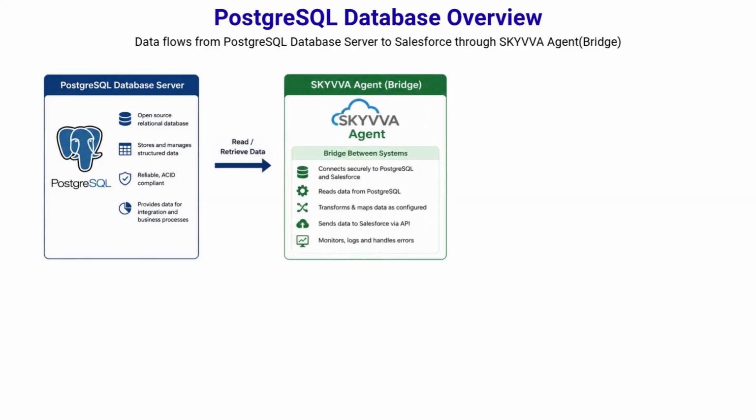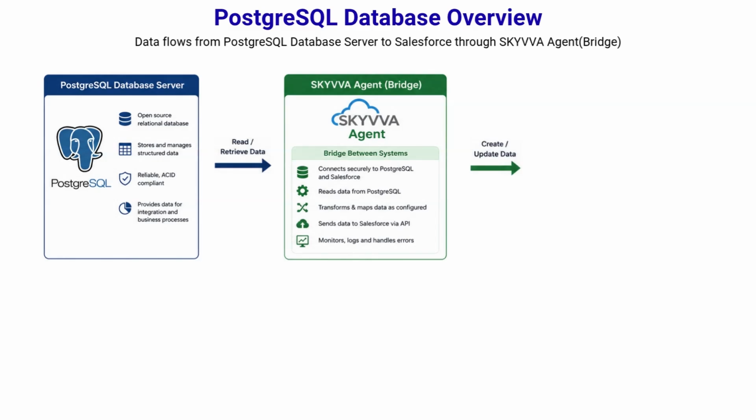Step 3. SKYVVA Agent Bridge. After retrieving the data, SKYVVA Agent acts as the bridge between PostgreSQL and Salesforce. This is where the main integration processing takes place. The agent transforms the source data into the format expected by Salesforce. It can map fields, convert data types, apply business rules, and validate the data before sending it. In addition, the agent monitors the integration process, writes logs, and handles any errors to ensure a reliable and secure data transfer.